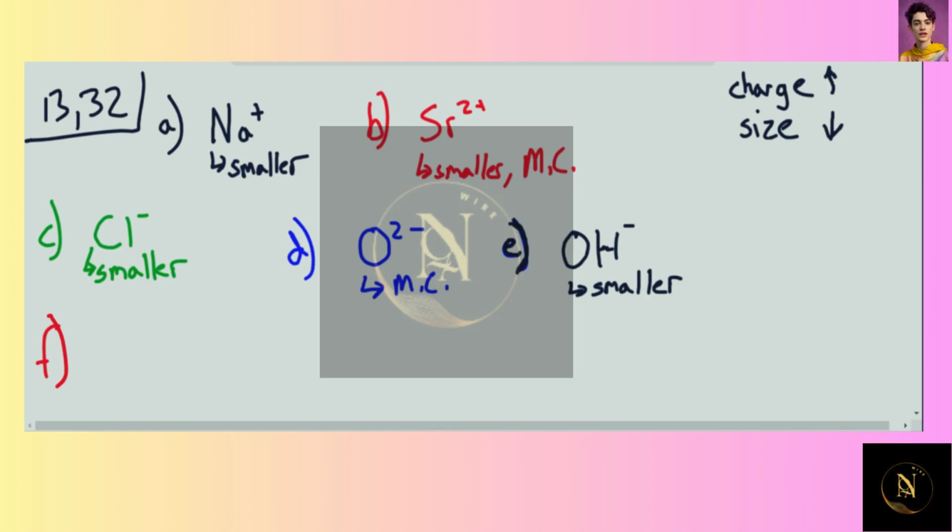In part F, we have magnesium 2 plus and barium 2 plus. So they both have the same magnitude of charge, so we want to select the smaller one, which would be magnesium, because it's higher up on the periodic table.